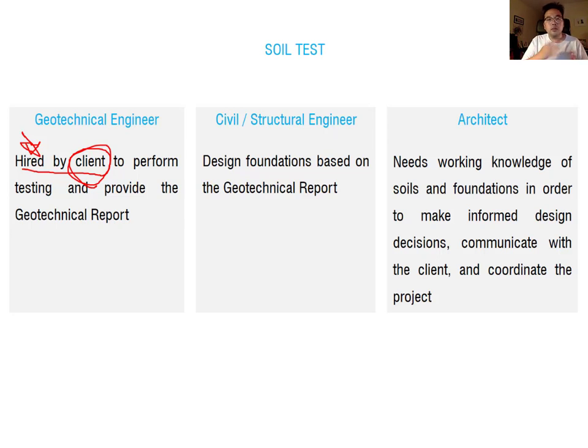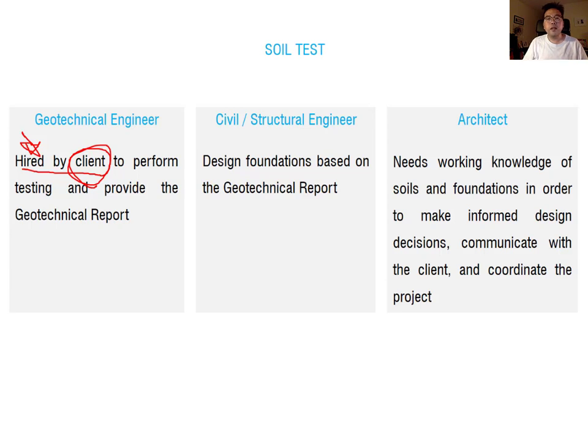Okay, so this is more about the process. For the soil test, we always work with the geotech engineer, civil structural engineer, and architect. The geotech engineer is hired by the client, and then the civil structural engineer gets the information from the geotech engineer's data, and designs the structure and the civil part, and then they provide this information to the architect, and the architect designs our building from their data.